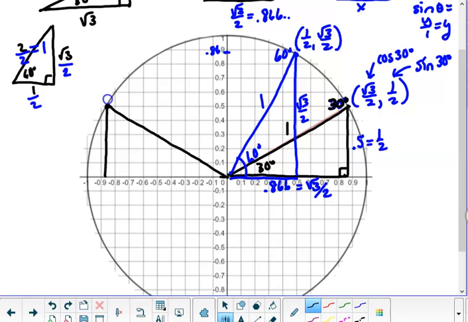Notice our adjacent side is equal to 0.86. So the coordinates of this point are going to be negative square root of 3 over 2, negative 0.86, positive 1/2. And this is a 150-degree angle because this is a 30-degree reference angle.